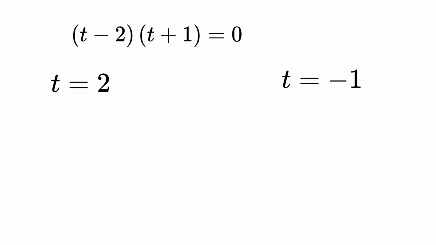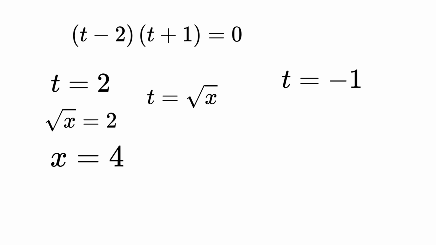But t is equal to square root of x. So substitute the value. First substitute t is equal to 2. Then square root x is equal to 2. Then x is equal to 4. Now substitute t is equal to square root x in t is equal to minus 1. On squaring we get x is equal to 1.